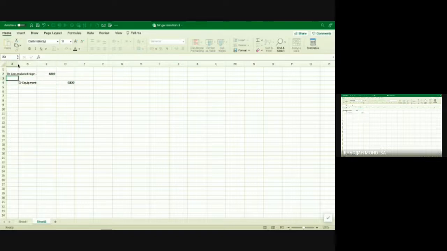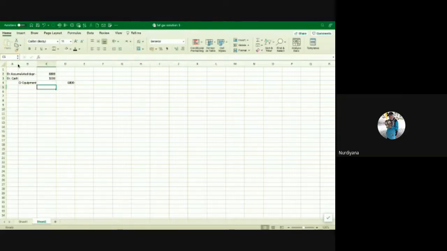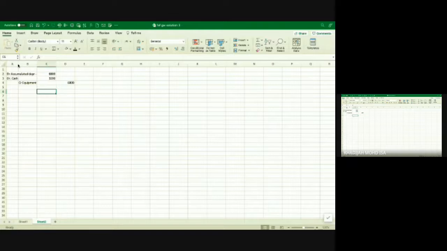How much cash do you receive? Debit cash 3,200. So now this is the only item that you have, so the balancing figure must be somewhere here. It has to be 3,200. Because here you have 6,800 and 6,800, and 3,200 on the debit side, so here it must be 3,200 as well. When you have this on the credit side, then you know that it's going to be a gain on disposal.